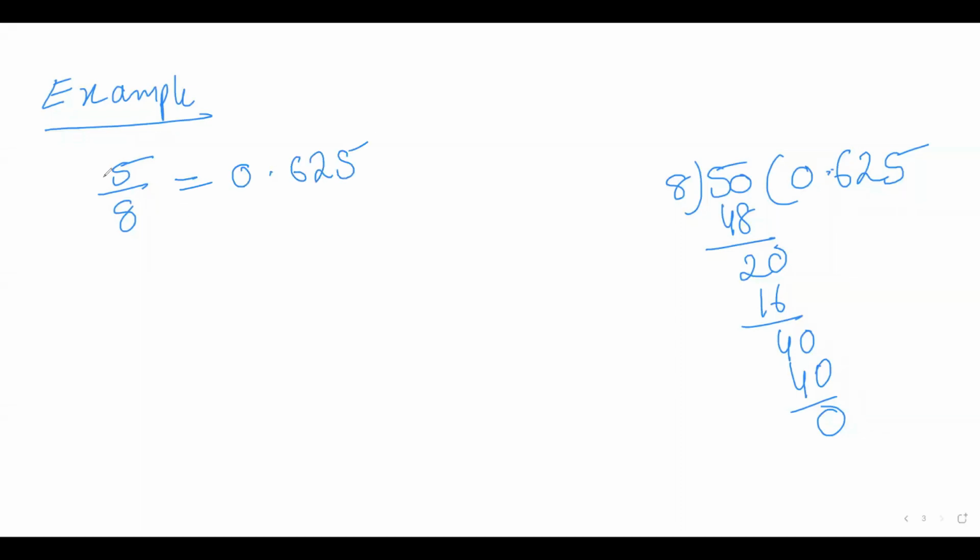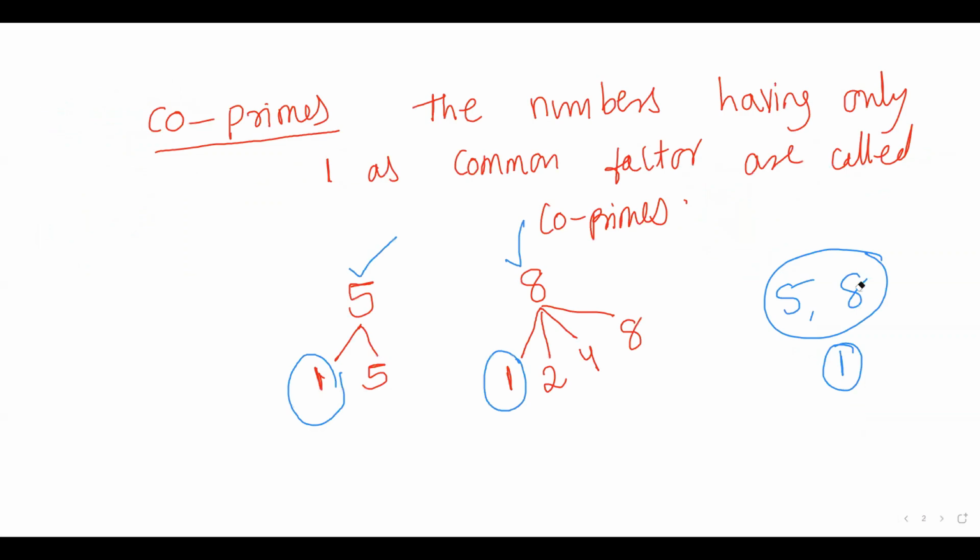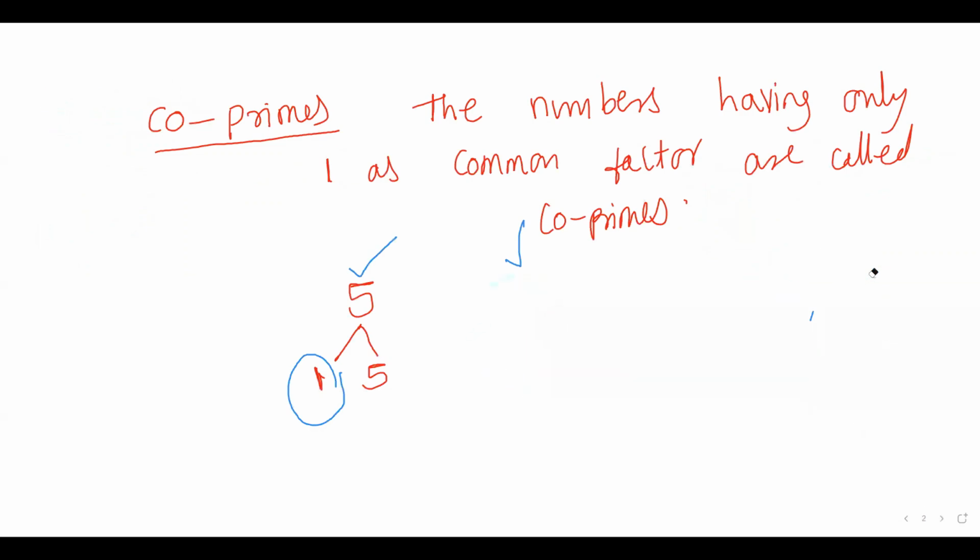Okay, you should select coprimes as P and Q. They should have only 1 as the common factor. And when you divide them, you should get a terminating decimal. This is a perfect example. Okay, let us take one more example. I want coprimes, so I will give you one more example of coprimes.